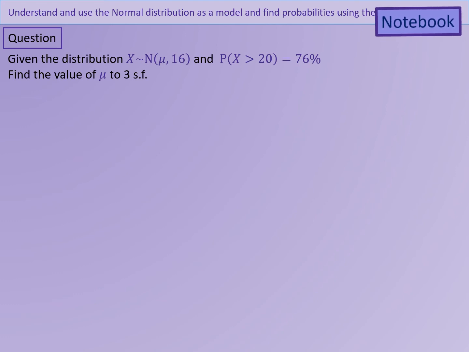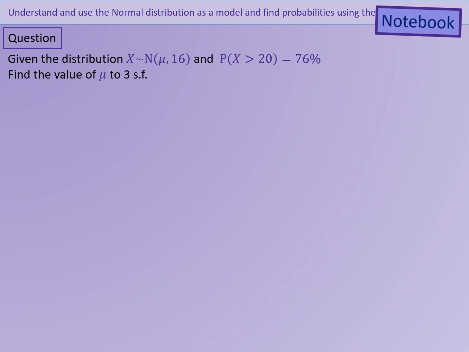So a question for your notebooks then. Grab your notebooks out. Given that we have a distribution, X, which is normally distributed, with an unknown mean. We don't know what the mean of the population is. We do know the standard deviation though, and the variance is 16. So we know the standard deviation is obviously 4.